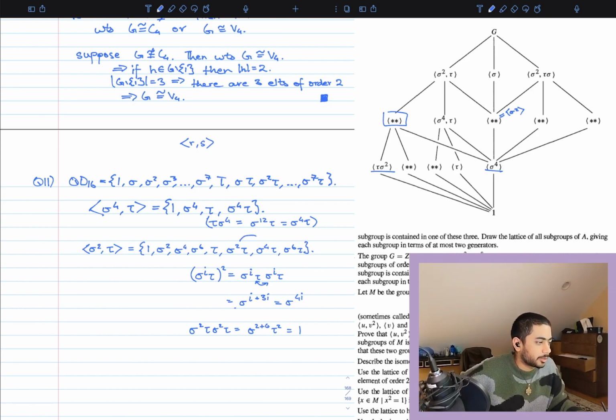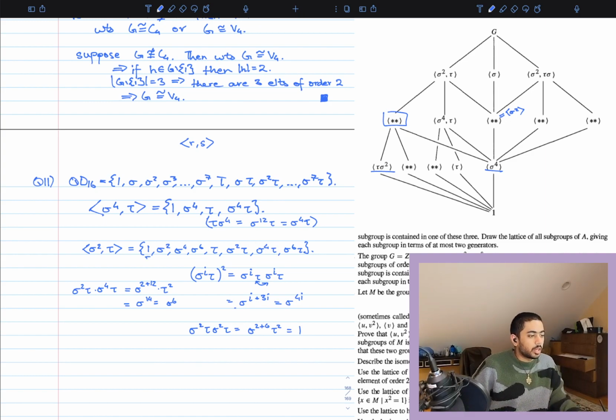I do want to see what happens when you multiply these two together. Sigma squared tau times sigma 4 tau. We can do the swap again, and we get sigma to the 2 plus 12 times tau squared, which comes out to sigma to the 14, which is the same thing as sigma to the 6. So multiplying these two actually gives you this. So that's why 1 and then these 3 together don't make a subgroup.